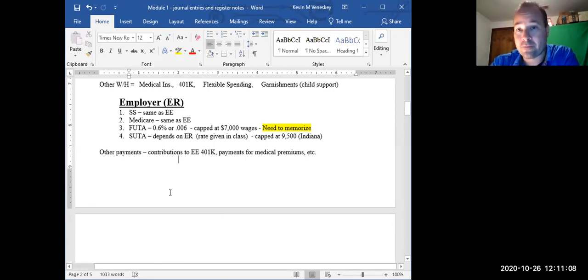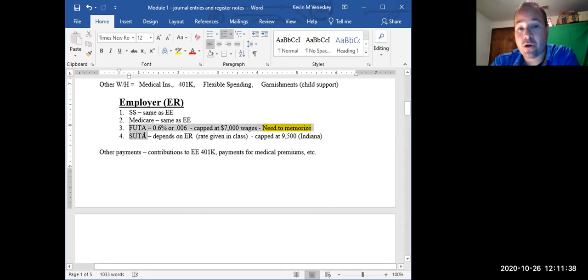Now the employer, they're going to have to calculate their own taxes on the side and pay those in addition to what they take out of your paycheck. The employer, whatever they calculate for you for Social Security and Medicare, they're going to pay the exact same amount. So if they have $10 taken out of your paycheck for Social Security, they're going to have to chip in another $10 for Social Security. Medicare, the same thing. They're going to chip in the exact same amount.